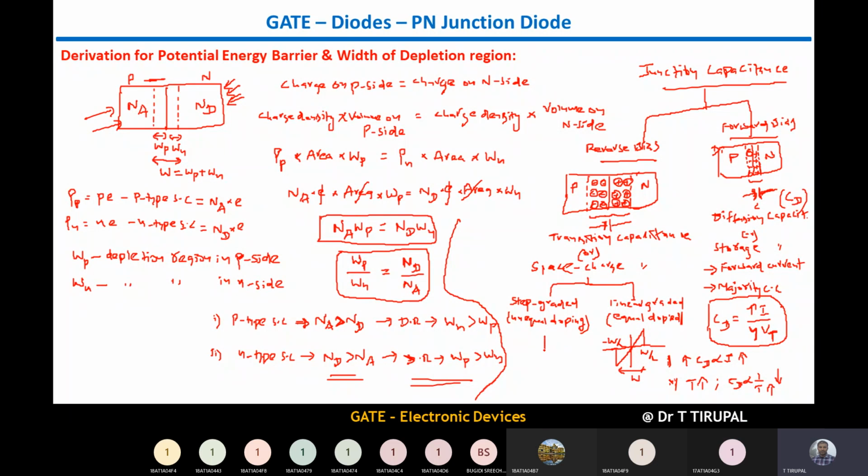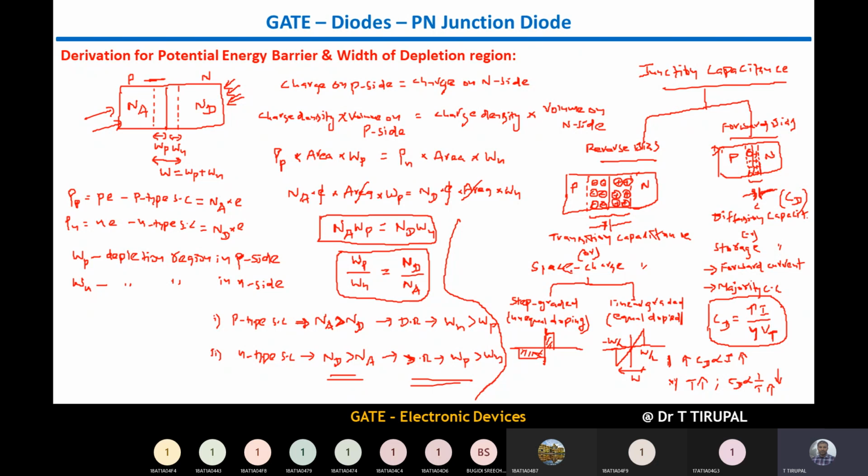What about a step graded junction? It is non-uniformly doped and you have a step graded junction like this. In the N type you have a large depletion width because it is non-uniformly doped, and in the P type you have a short depletion width. So these are the depletion regions in N type and P type respectively.